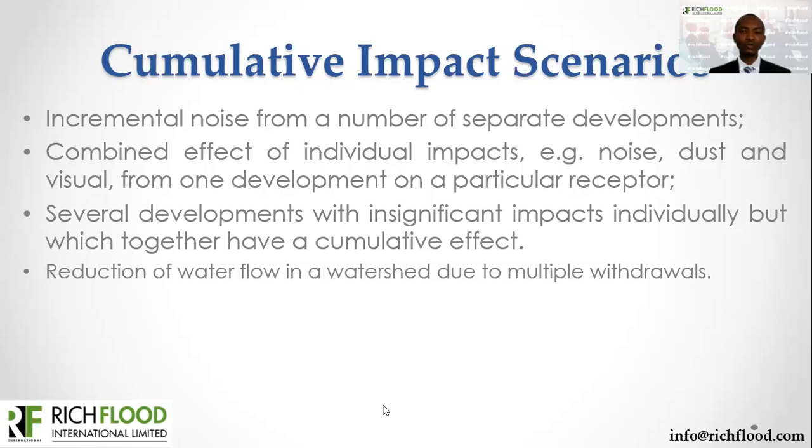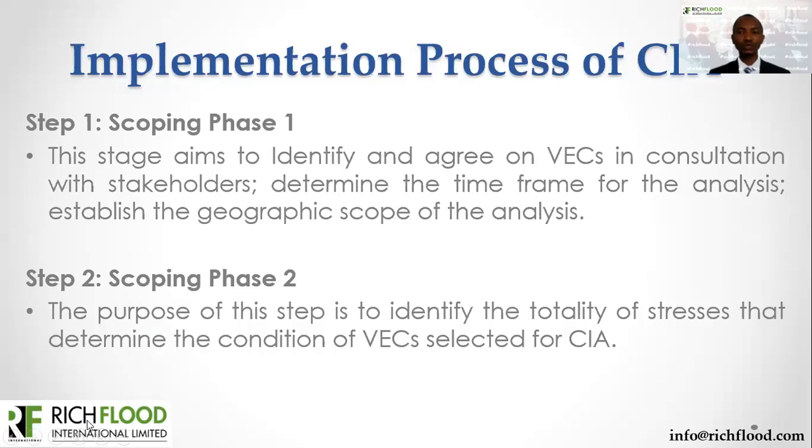So what are the processes of implementing a cumulative impact assessment? How do we go about carrying out a cumulative impact assessment? These stages are similar to what we have when we are carrying out an environmental and social impact assessment, but with some modifications. And the first step in terms of implementing a cumulative impact assessment has to do with the scoping, which also is a very important stage when you are carrying out your environmental and social impact assessment.